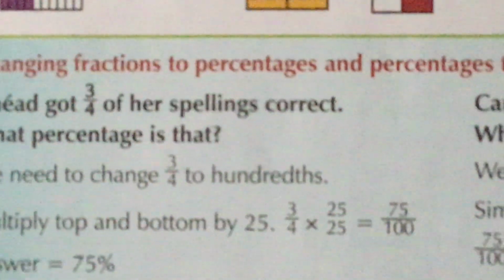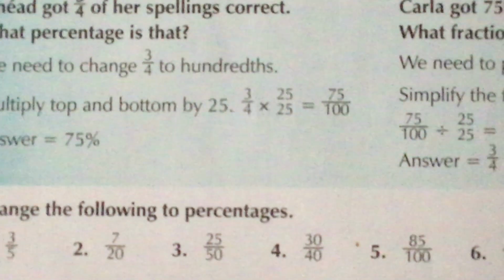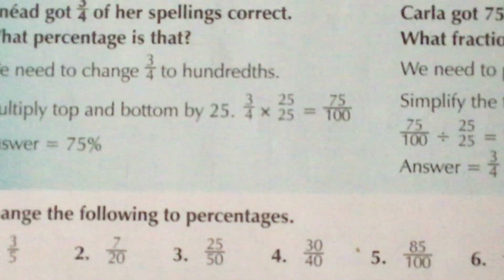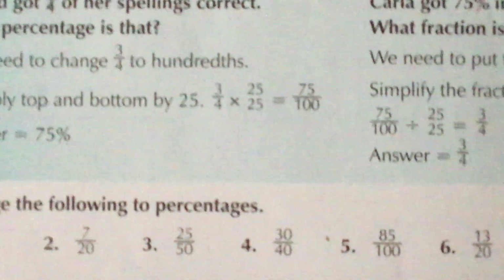Or alternatively, you can do it like this, where you've got the 7/20ths, and you turn the 20 into 100, because you're talking about hundredths, percentages. So 20 by 5 is 100. And because you multiplied 20 by 5 in the bottom, you must multiply 7 by 5 in the top. And that's 35 out of 100, which is 35%.